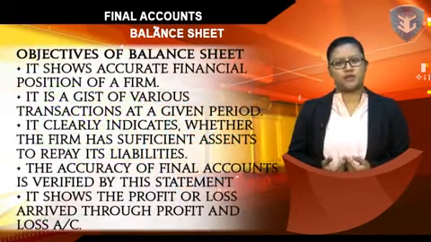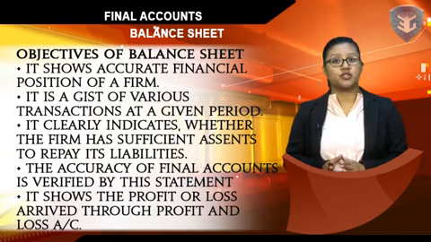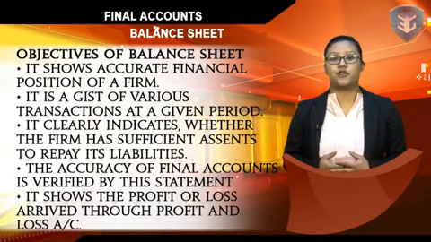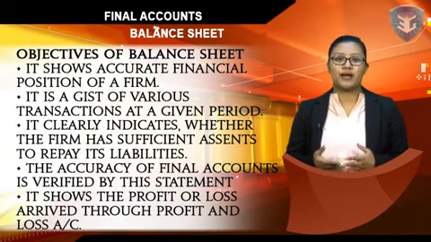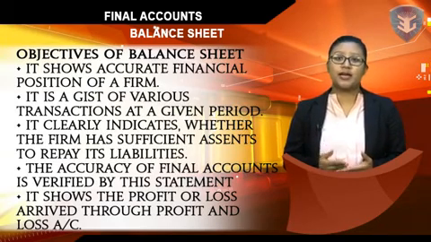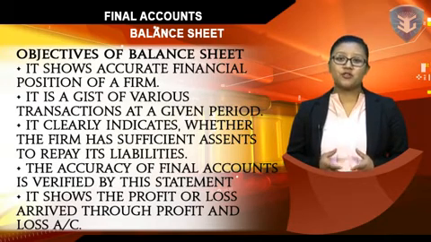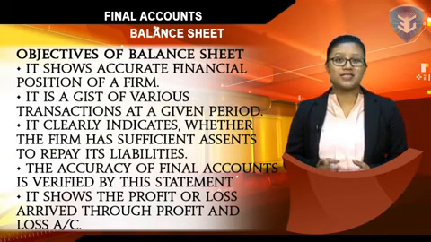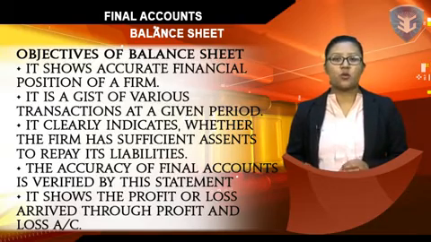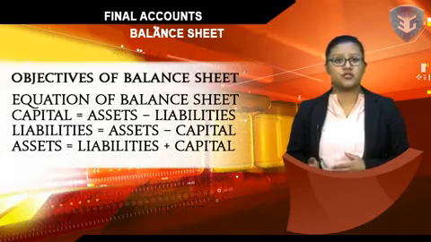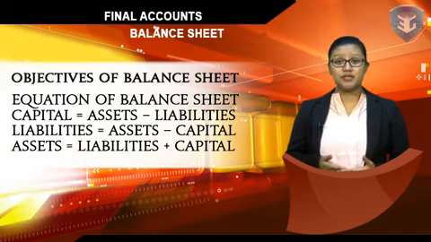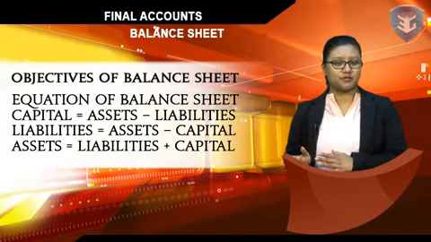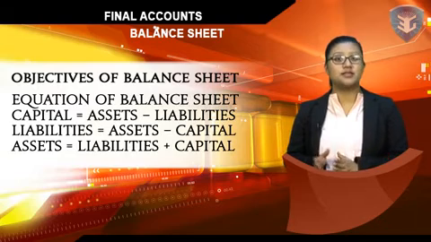Objectives of balance sheet. It shows accurate financial position of a firm. It is a gist of various transactions at a given period. It clearly indicates whether the firm has sufficient assets to repay its liabilities. The accuracy of final accounts is verified by this statement. It shows the profit or loss arrived at in the profit and loss account. Equation of balance sheet. Capital equals assets minus liabilities. Liabilities equals assets minus capital. Assets equals liabilities plus capital.